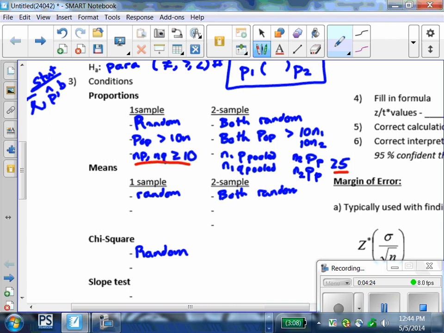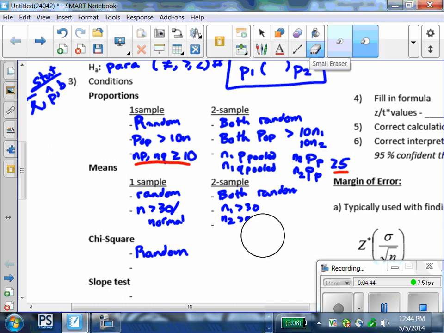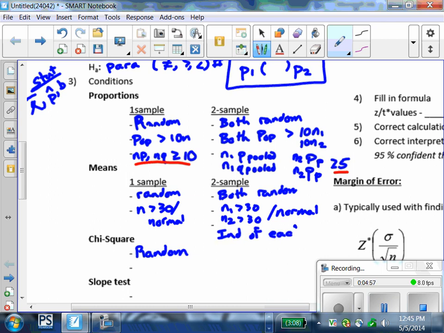So for means, really the biggest two issues, we want random and we want large. So it's either n is greater than 30 or it's normal. And here, for the two groups, we want n1 greater than 30, n2 greater than 30, or again, we want to make sure we have normal. The third condition here, I kind of ran out of room, we want to make sure they're independent of each other, and that is the groups.